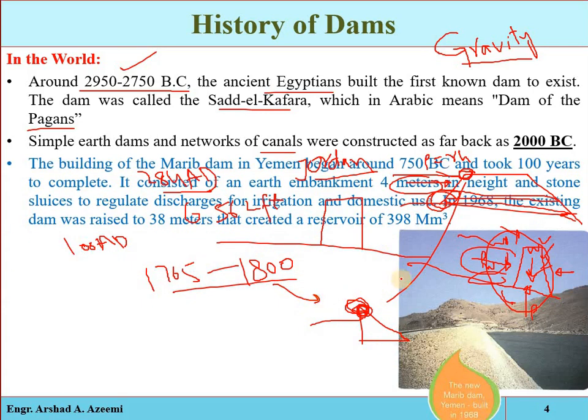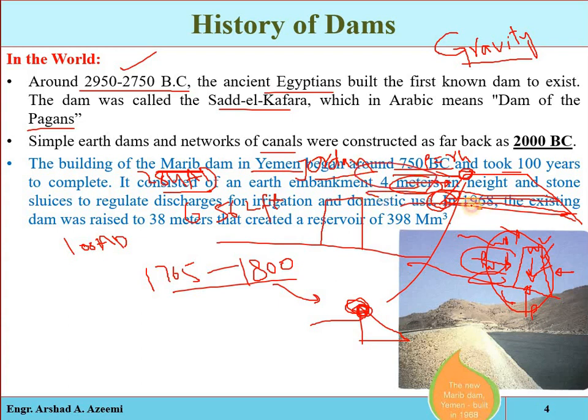Also, one of the oldest dams which currently exist on the earth's surface is the Marib Dam, and that is in Yemen. Initially it was constructed in 750 BC and it took 100 years to complete. At that time its height was just 4 meters.